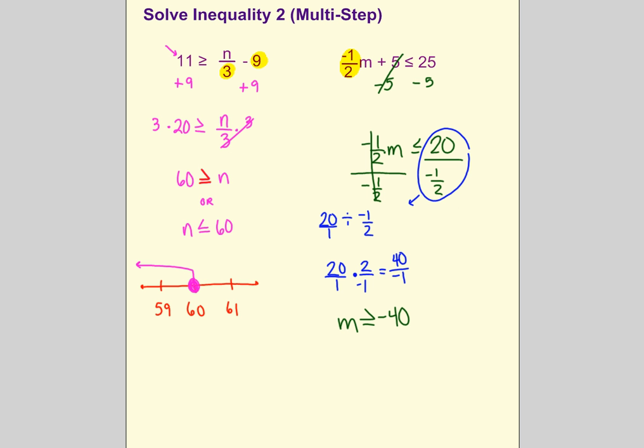And then let's go ahead and just graph that on the number line. You've got negative 40, negative 39 over on the right, and negative 41. This will be a closed circle on negative 40 because it's a greater than or equal to. The or equal to piece fills in our circle, and then which way are we shading? m is greater than this value, so heading to the right on our number line gets us to the greater values. And there you go, solving multi-step inequalities.